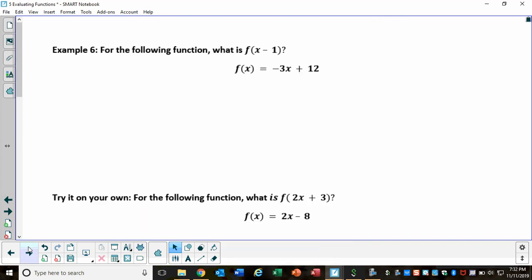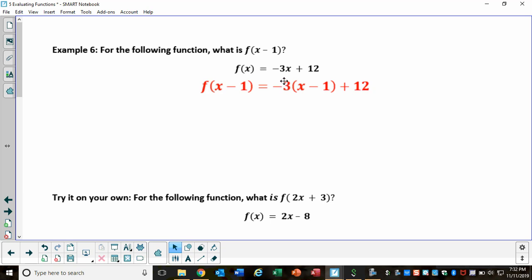And then finally, this is the honors part. This is the extra part that honors students need to do. We have to find what f of x minus 1 is for this function. They did not tell us what x actually is. So what we're going to do is very similar. We're going to plug in everything in the parentheses in for x, and then simplify. So f of x minus 1 equals negative 3 times x minus 1, plus 12. I just plugged that whole expression in for x.